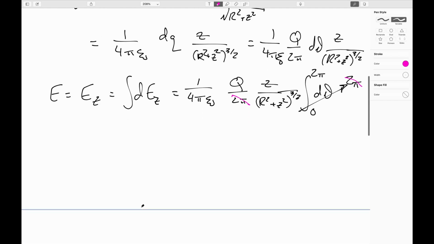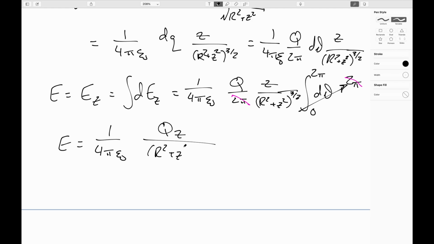And so we are left with the electric field being equal to 1 over 4 pi epsilon naught, qz over (r squared plus z squared) to the 3/2 power. And again, we should check units, and I will assure you that when you check units, they do work. The other thing that we should do, though, is check the limiting cases.